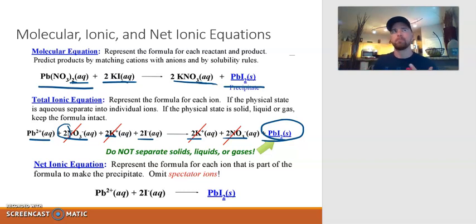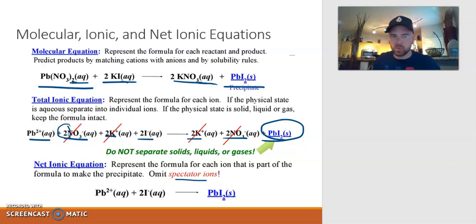And so when you think about, okay, the nitrates and the potassiums don't really do anything, right? We called those the spectator ions. So we want to get rid of them. They're not essential in thinking about the chemistry that has happened here. So that's where you get the last equation, which is the net ionic equation. And what this does is it only shows the ions that are involved with making the precipitate.